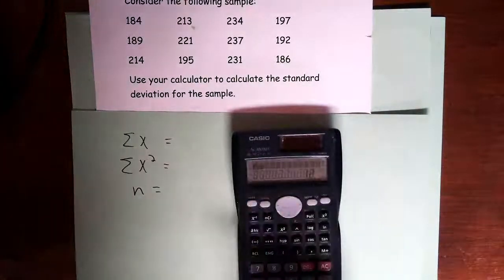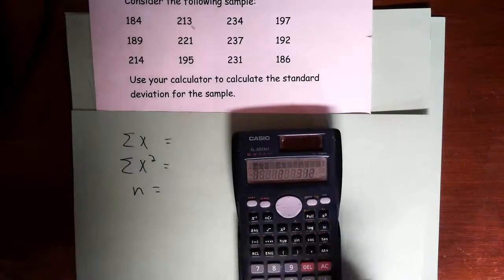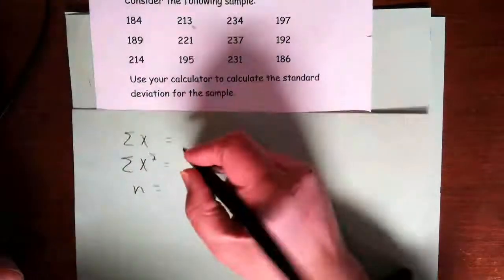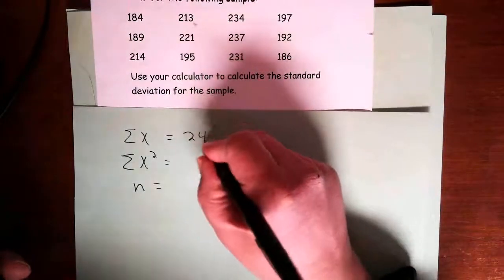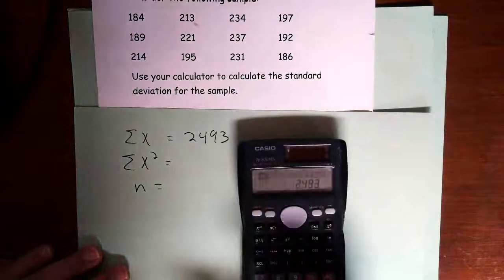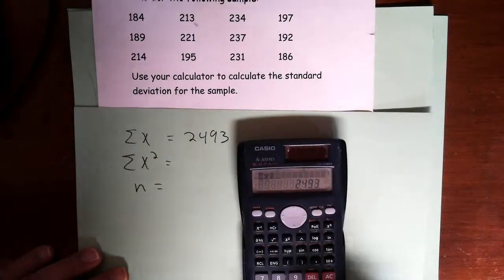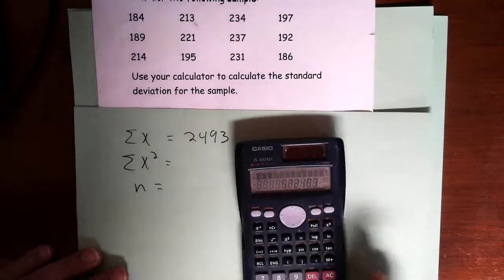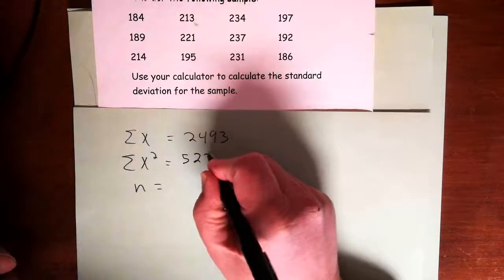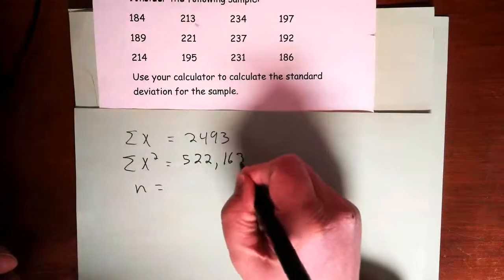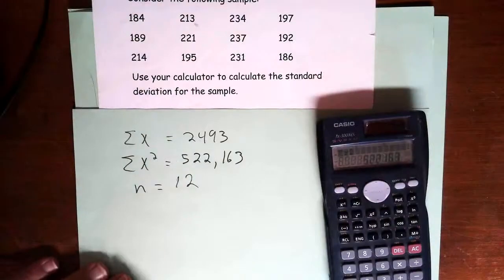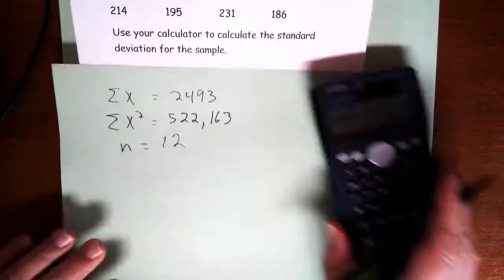Now I can find the sums. If I hit Shift 1, 2, and hit equals, that's my sum of x. I get 2,493. Now I hit Shift 1, 1, there's my sum of x squared, and I get 522,163, and then my n is just equal to 12. Okay, so those are my sums.